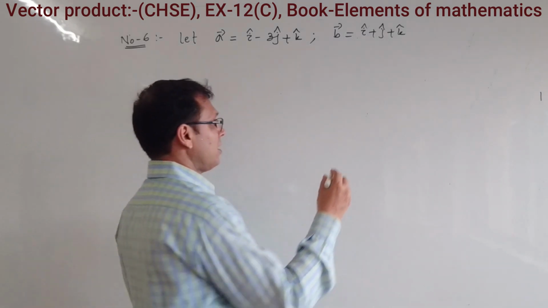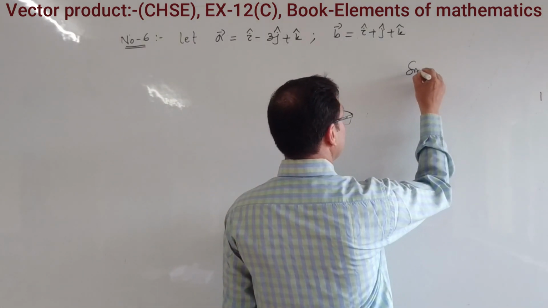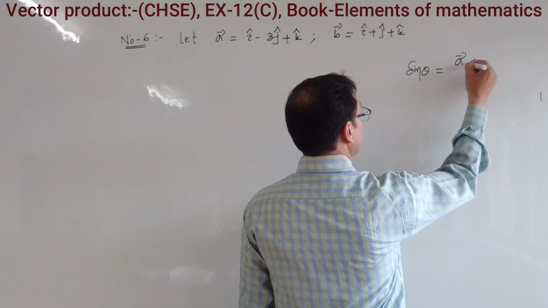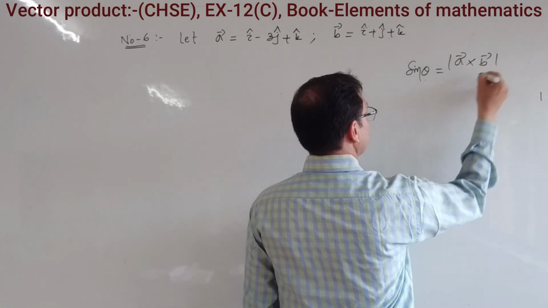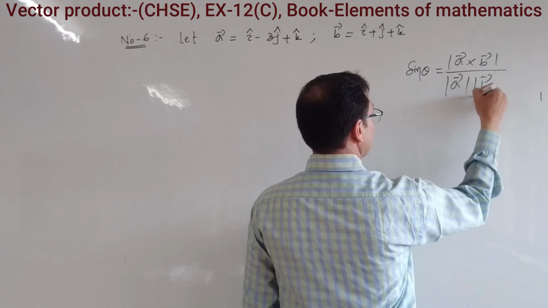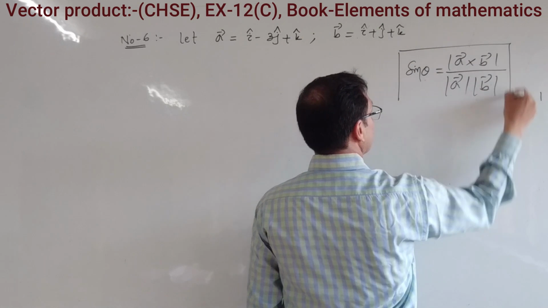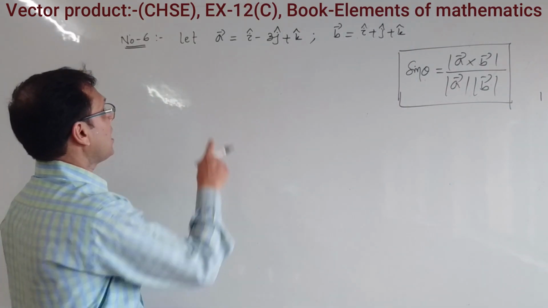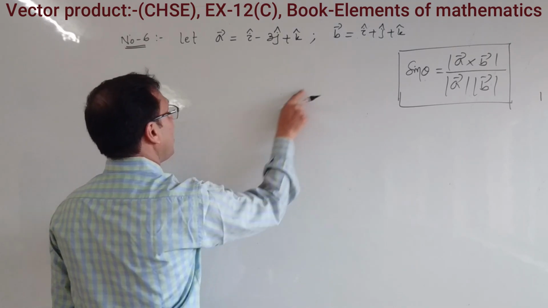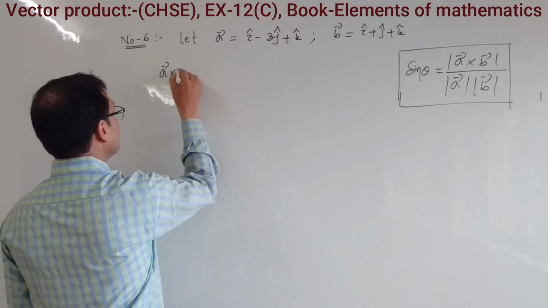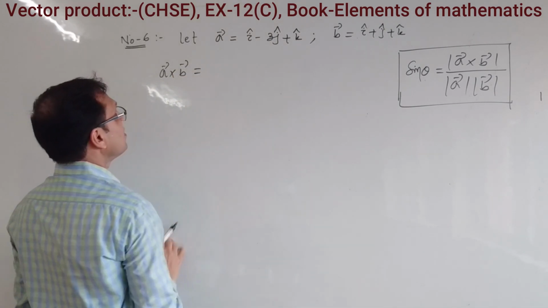So all of you know that if theta is the angle between the two vectors, then sine theta is equal to the magnitude of A cross B divided by the magnitude of vector A times the magnitude of vector B. With the help of this formula, we can now evaluate the sine of the angle between the two vectors. So first you have to find A cross B.